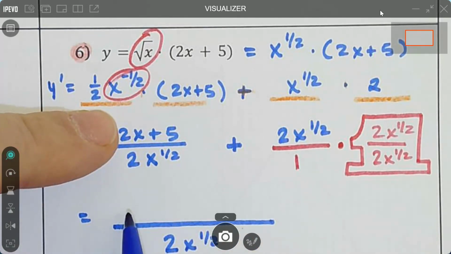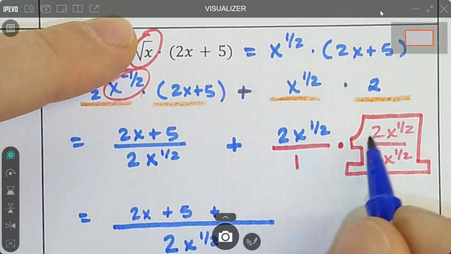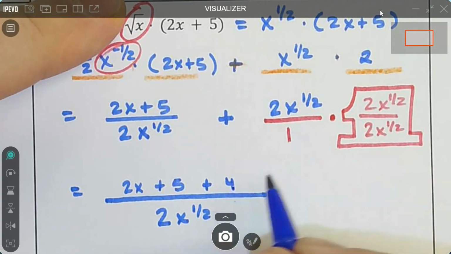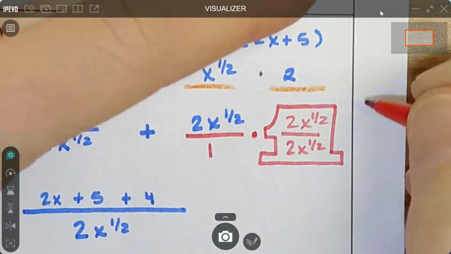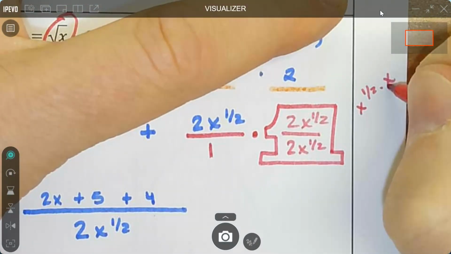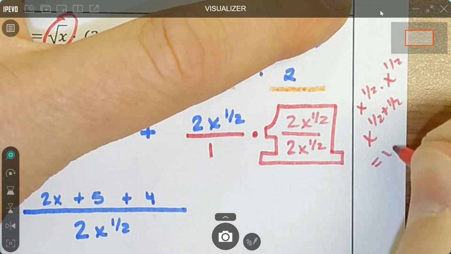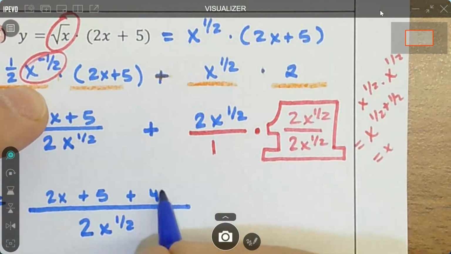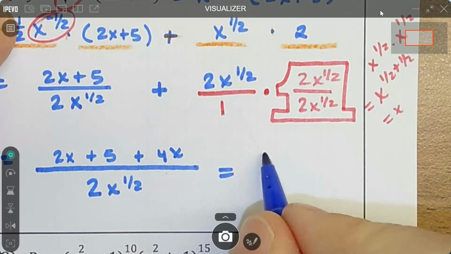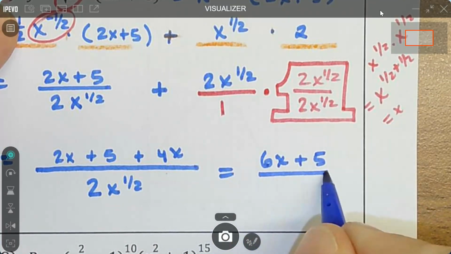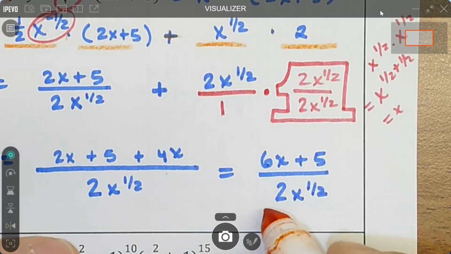And then here we're going to get, let's see, 2x plus 5 plus right here, that would be 2 times 2 is 4. And x to the half multiplied by x to the half, let me emphasize this, I'm going to write this off to the side. X to the half times x to the half is x to the half plus half, which is just x, which is lovely, because it means that now we can combine the 2x and the 4x, and we're going to get 6x plus 5 divided by the quantity 2x to the half. And there's our derivative.